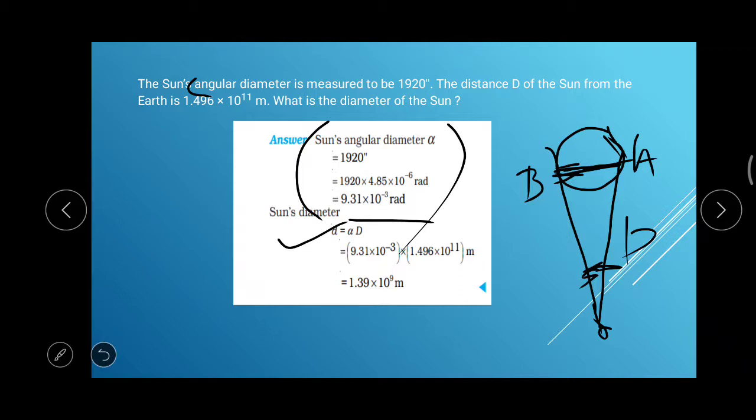Multiplying alpha with d, that is 9.31 x 10^-3 into 1.496 x 10^11 meters, you will get the value as 1.39 x 10^9 meters. That is the AB distance, the diameter of the sun. If you want to find the radius of the sun, you divide this by 2. This is the exact opposite of the parallax theorem.